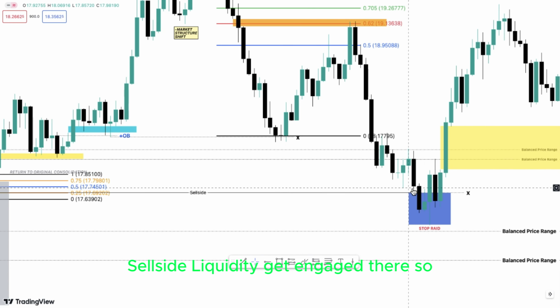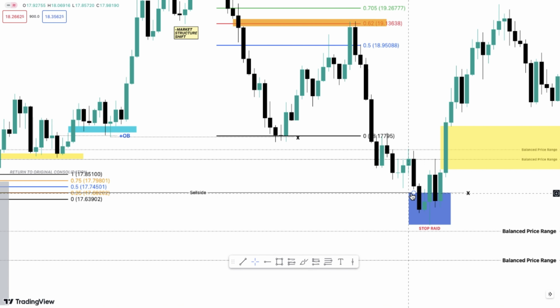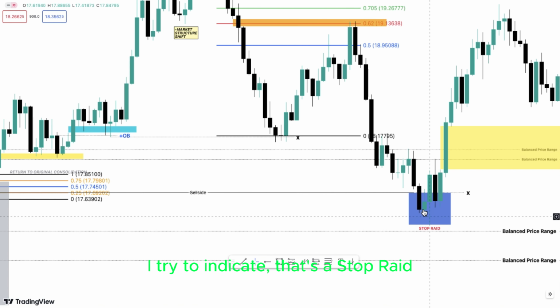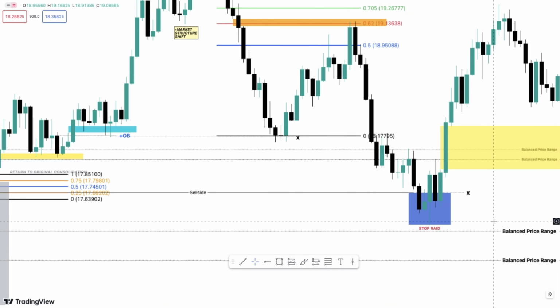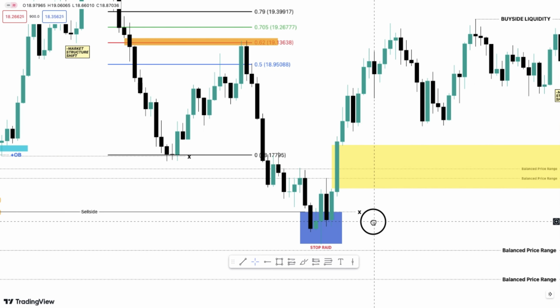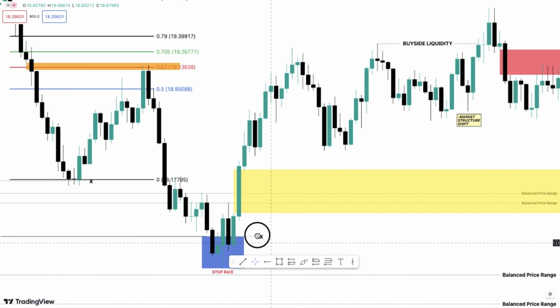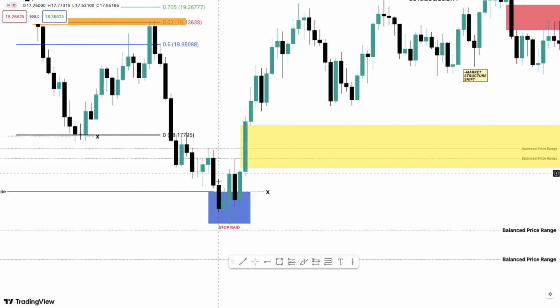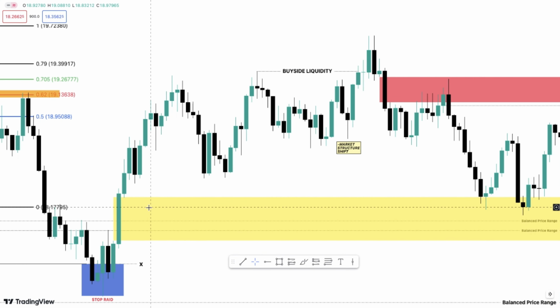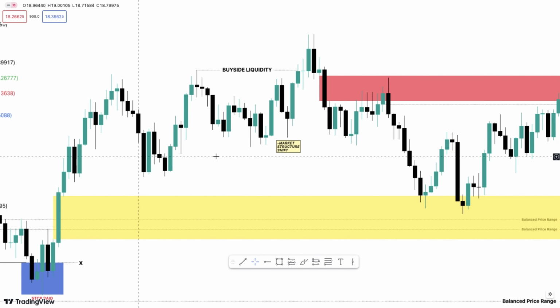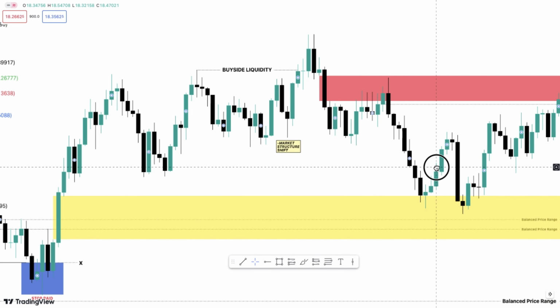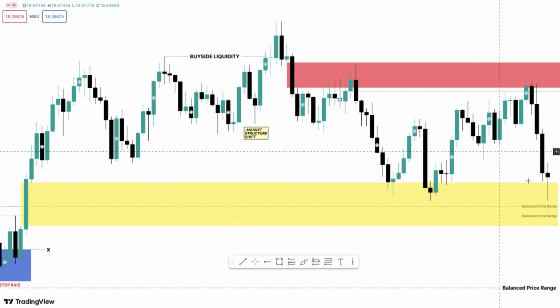Sell side liquidity gets engaged there. So I try to indicate that that is a stop raid. That is a stop raid. Obviously, sell side liquidity gets engaged, the swing high there gets taken out using a fair value gap. Does price come back to find support inside the fair value gap? Of course it does. You can see price finds support inside this fair value gap even today.